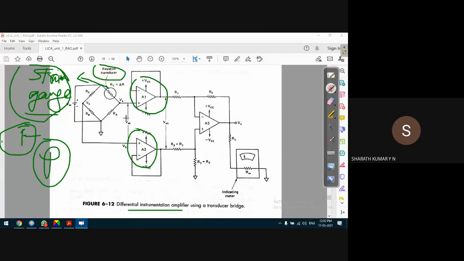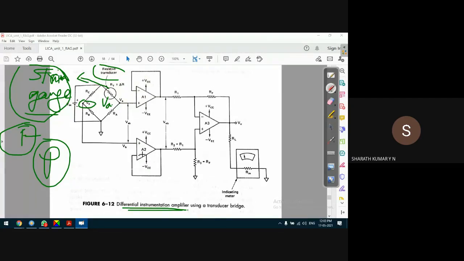That change in resistance will generate a voltage VA. This voltage VA is applied to operational amplifier A1, and the point VB is applied to another amplifier A2. We could have applied both voltages to the two input terminals of a single op-amp, and then it would be a normal instrumentation amplifier. But we are applying them to two operational amplifiers, and hence it is a differential instrumentation amplifier. If you observe both the op-amps, what is the configuration of both the op-amps?